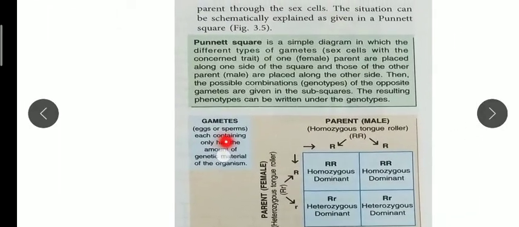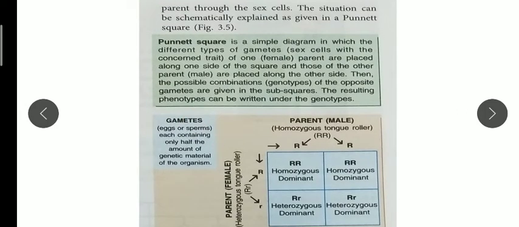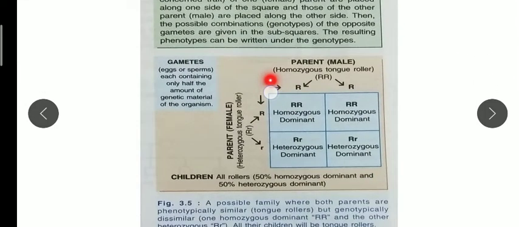Now the same way, it is a Punnett square. What is the Punnett square? You can see this diagram, this orange box.